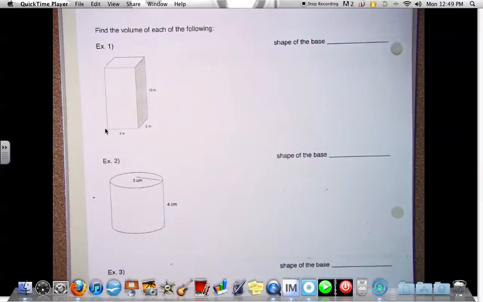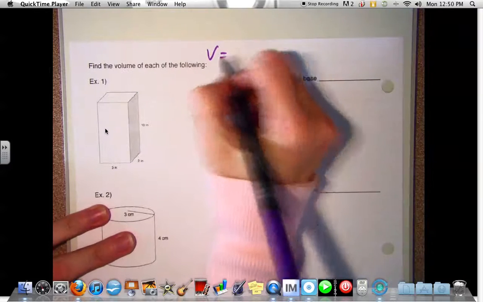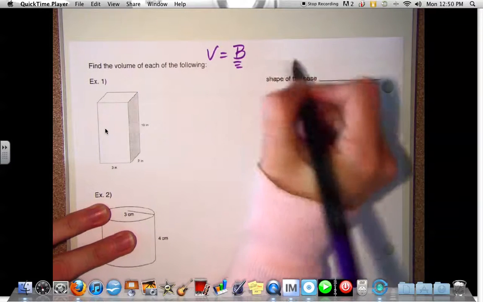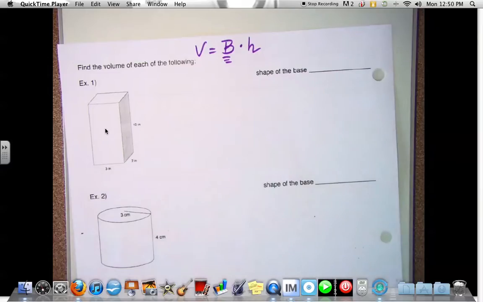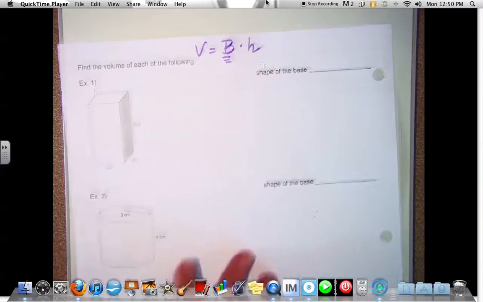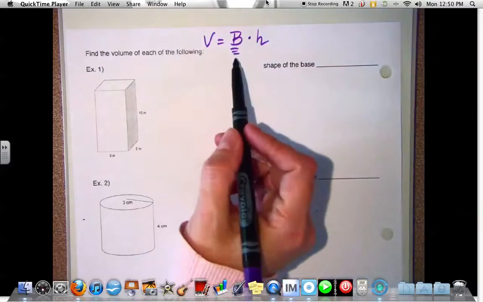Volume. In order to find volume, we have to know the area of the base and multiply it by the height. We're looking at three-dimensional objects here. So the most difficult part that you're going to have in finding volume is determining the shape of the base and then multiplying it by the height. So the shape of the base is the first thing that you have to determine.